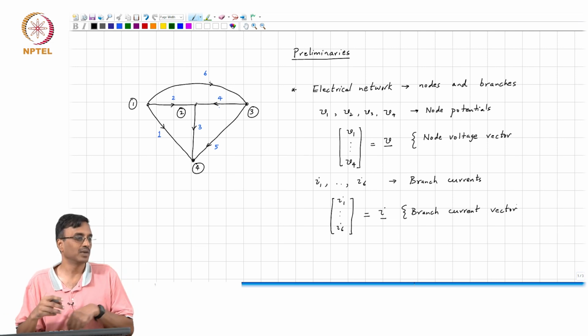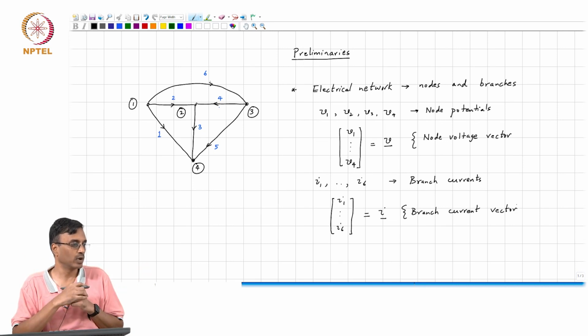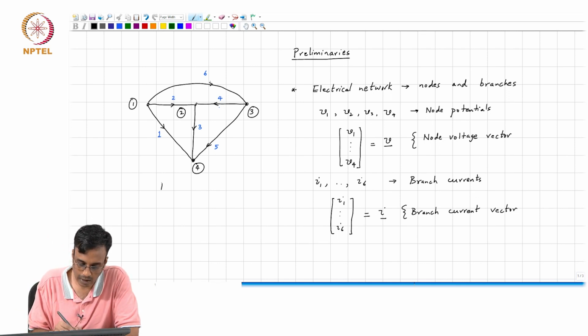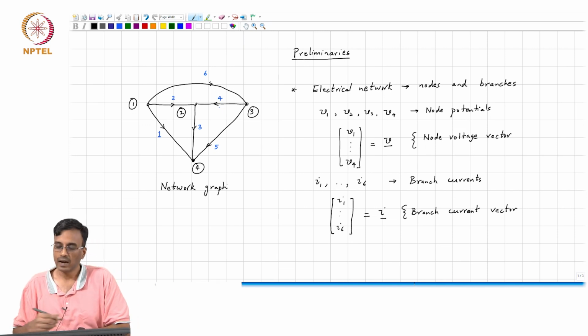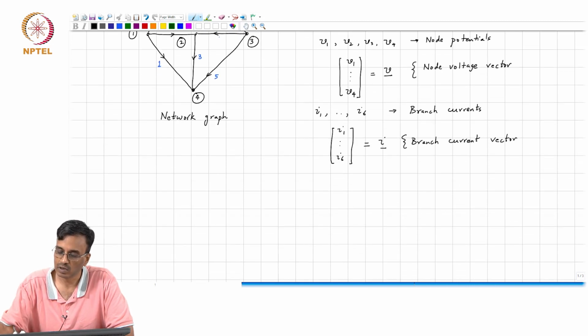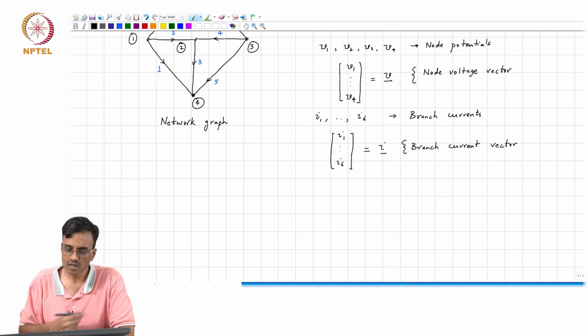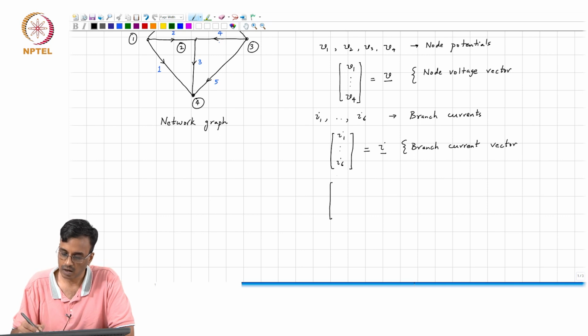And this picture is simply, as you all know, the skeleton on which the real network is formed. So, each branch could perhaps represent an element. The elements could be linear, could be nonlinear, could be time invariant, could be time varying and so on. So, this is the network graph. And every branch is not only associated with the branch current, but also with the branch voltage, and we are going to use E1 through E6 as the branch voltage vector.